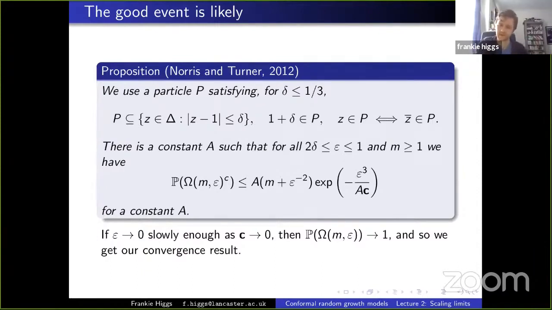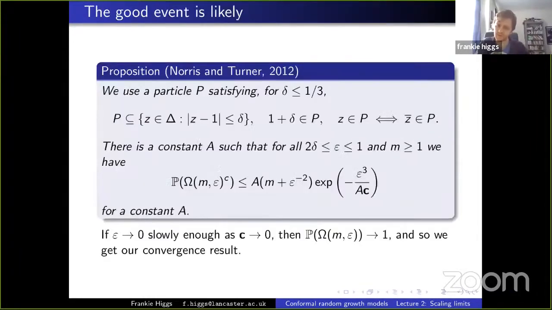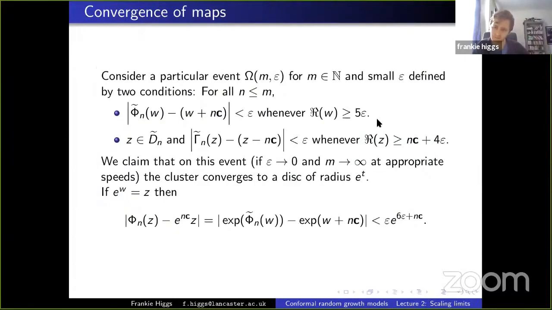So let's first have a look at a quick outline of what we're going to do in the proof. So we start by taking this event omega, which, the thing that makes this sound difficult is if we look at omega, it refers to every point W, or I guess we only want to prove the second part, so every point z in a half plane, and a half plane is an unbounded set.